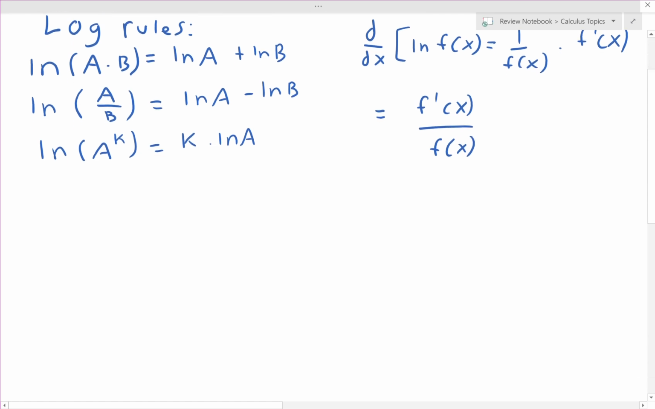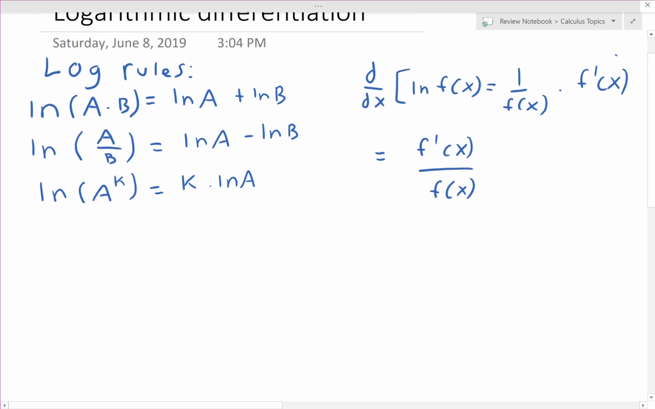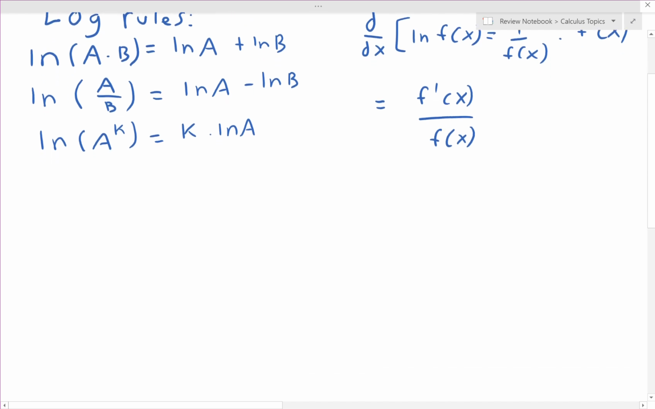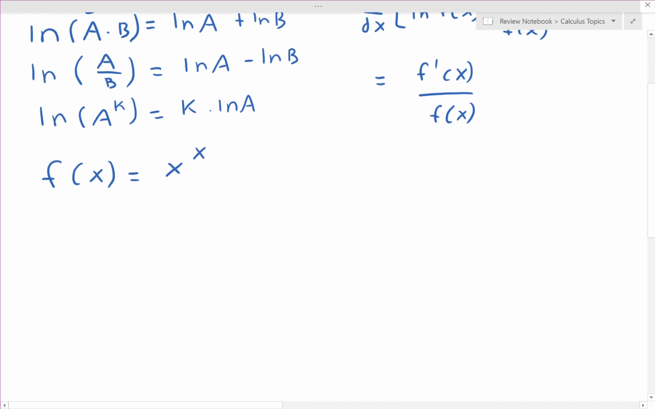Alright, moving onward, there's a way that we can derive by logging the entire equation, and sometimes it's easier, sometimes it's not. Let's go over one where it's probably easier to do it this way. f of x equals x to the x. We don't really have the rules to do that, but we could solve it using logarithmic differentiation. So, let's log both sides, or ln both sides. So ln of f of x equals ln of x to the x.